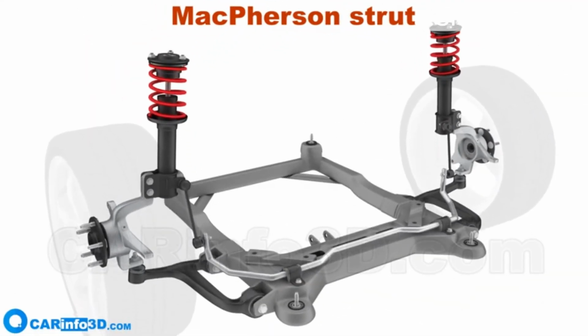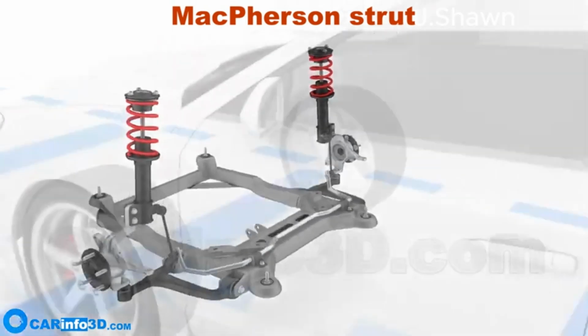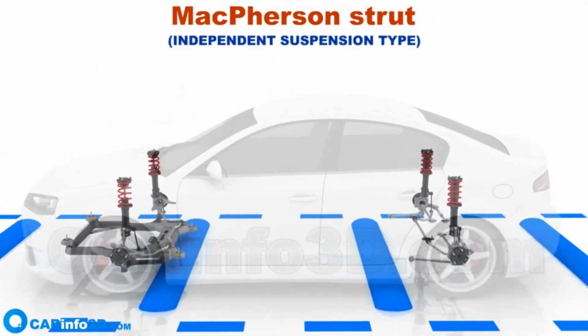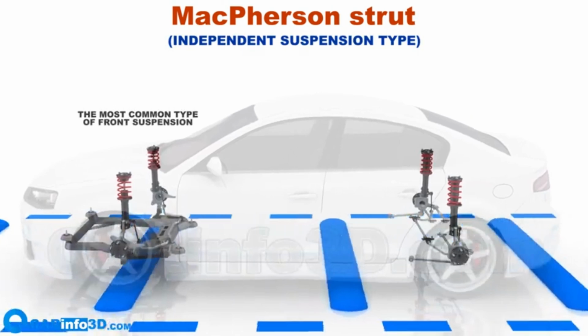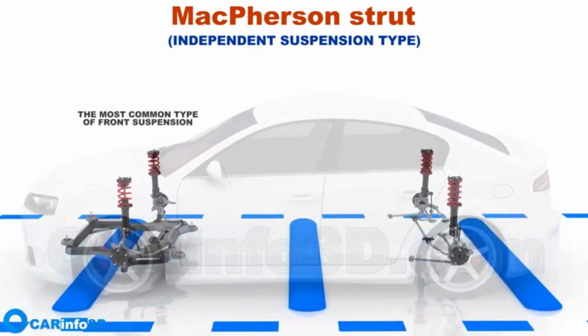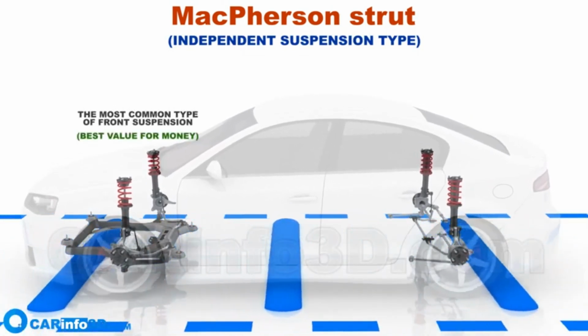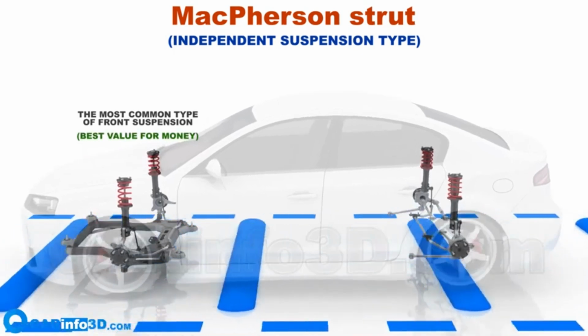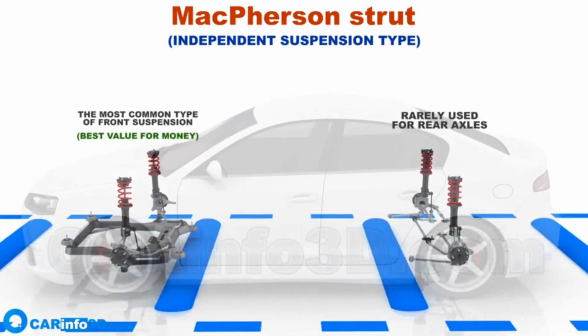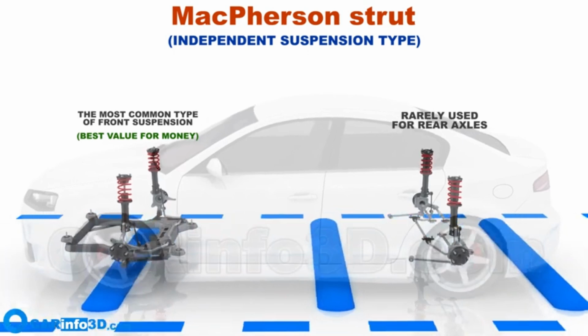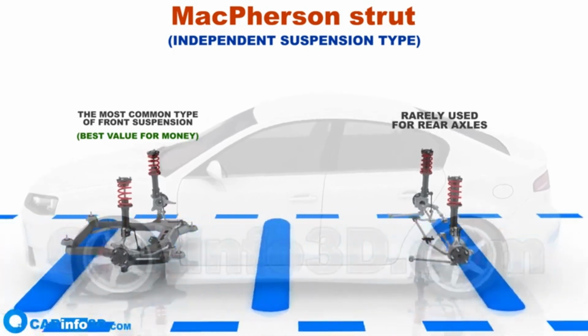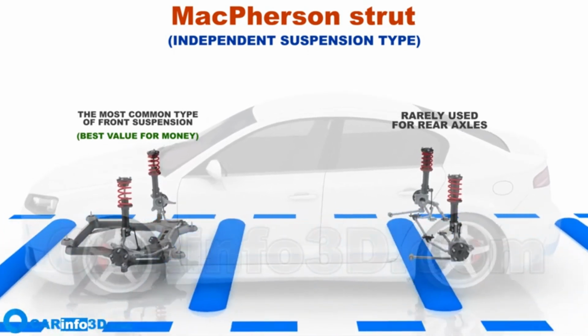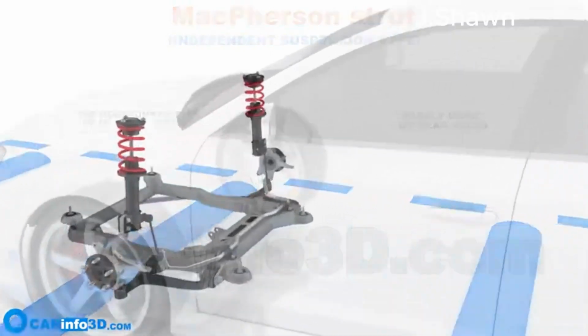The McPherson strut is a type of independent suspension system. It is the most widely used suspension system for front axles of passenger cars. Less frequently, the McPherson strut modification is used on the rear axle of a car. You can see the most common design of the McPherson strut.